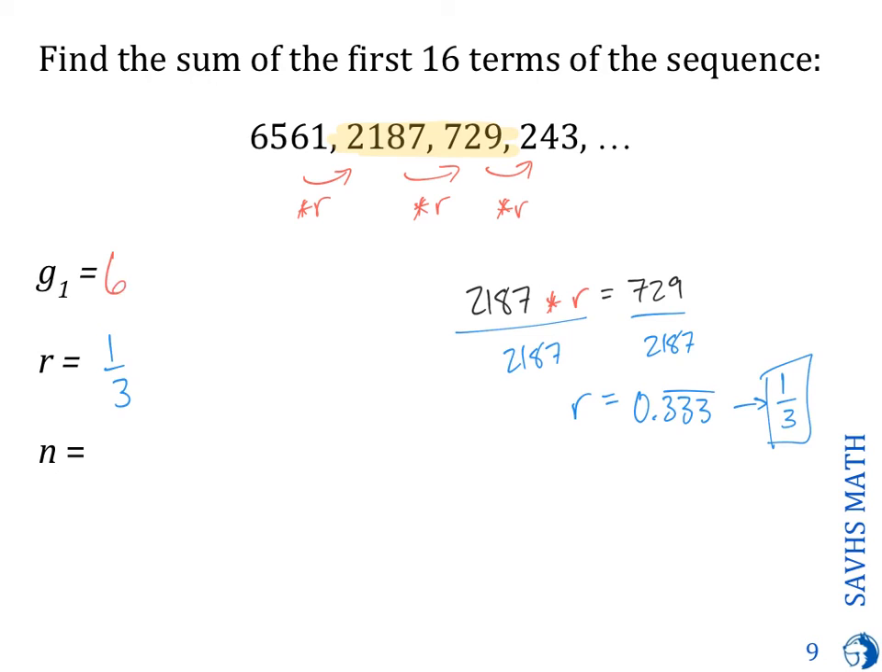G1 is 6,561 because it's the first term, it's given to me. And then the number of terms that I'm adding together is 16. I want you to finish this problem off.